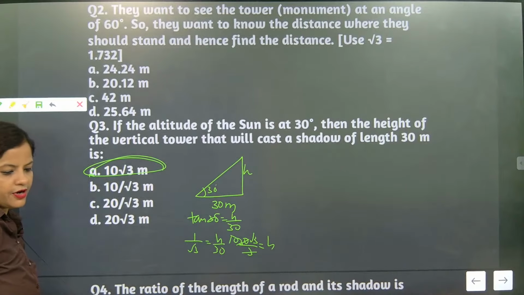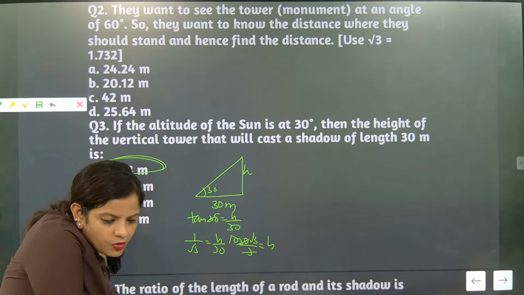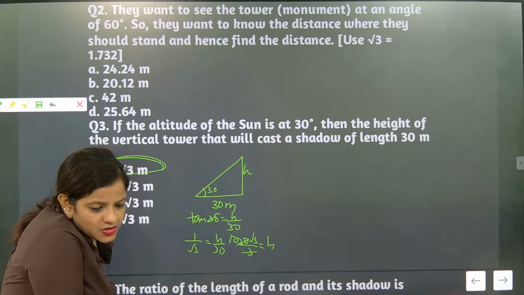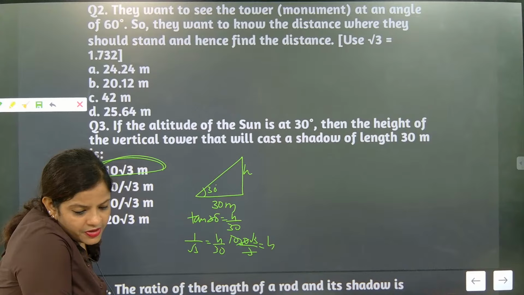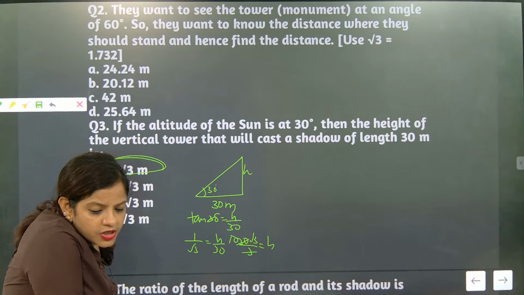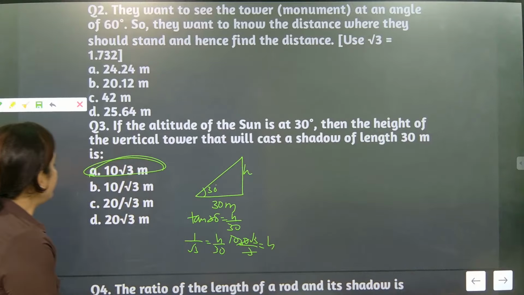10 root 3, and actually first answer was given by whom? Let's see. No, beta, I'm just checking your second set questions, because if any mistake means it will come problem. So only I was busy a little bit reading the questions. So 10 root 3, 10 root 3, 10 root 3, absolutely correct. Okay, I hope everybody understood this one.